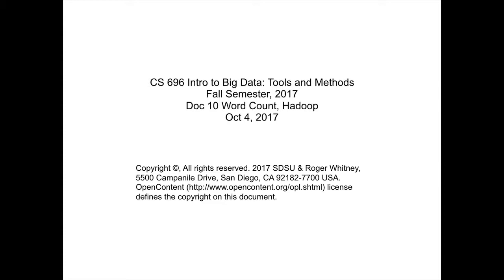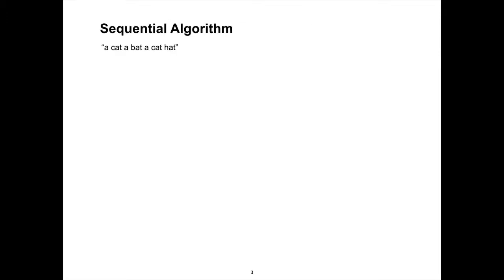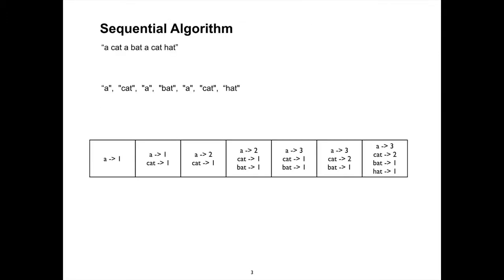So I want to do a couple things today. One is I want to look briefly at Hadoop, so you've seen it, and we've seen some of the differences. To do so, I want to look at the word count example, since it's a standard example. So the basic idea is you have a text file, and you're going to break it into words, and you want to count how many times each word occurs in the file. We looked at this last time.